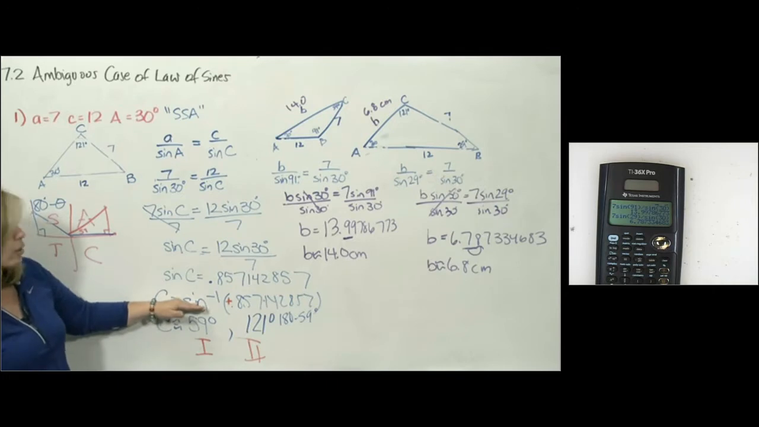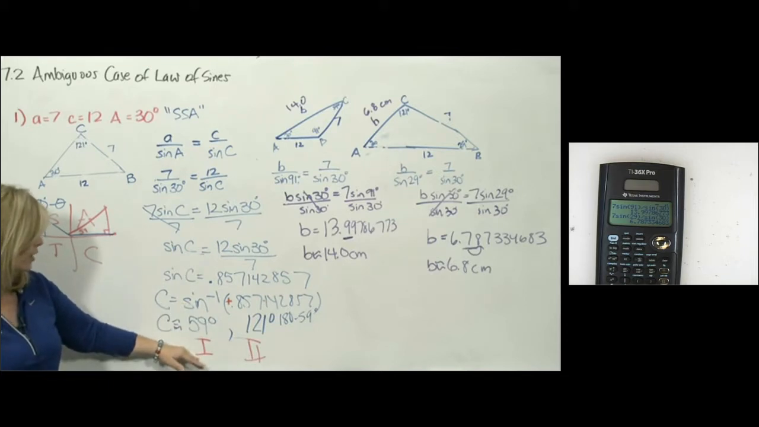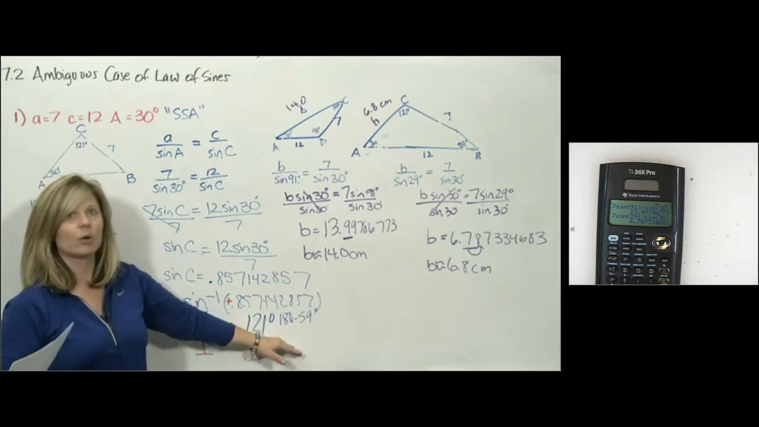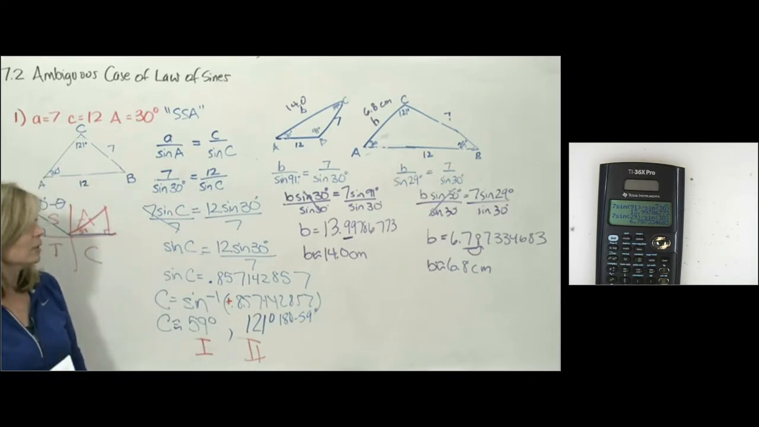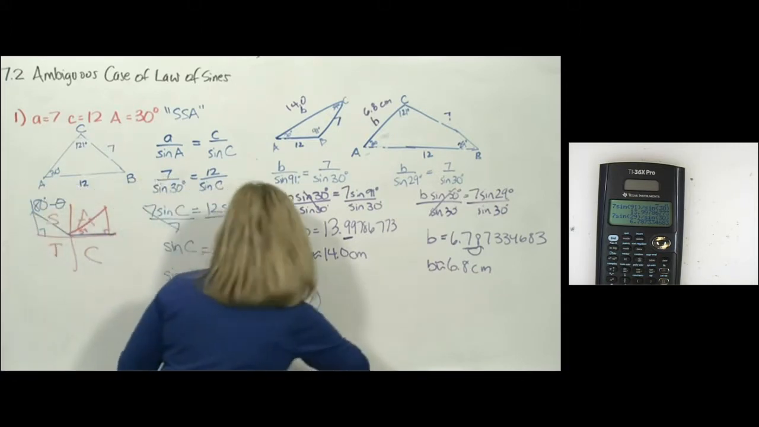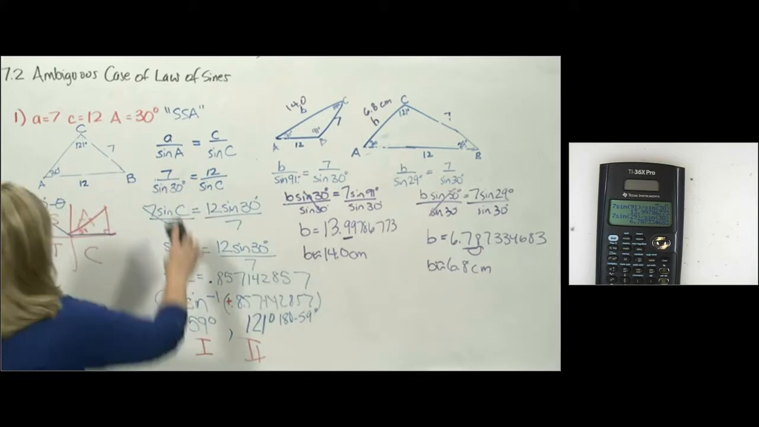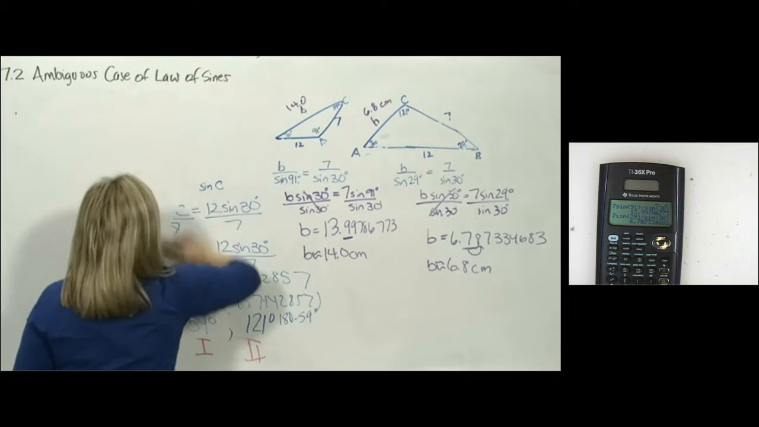The calculator, when you ask it to do sine inverse to give you an angle, is programmed only to give you the angle in quadrant 1. You have to get the angle in quadrant 2 by subtracting from 180. Now, let me show you an example in your notes where you will not get the two triangles. Okay? I'm not always saying that when you get ASS, you're going to have two triangles. So let's look at example 2.